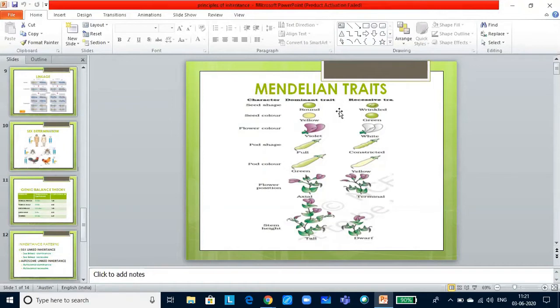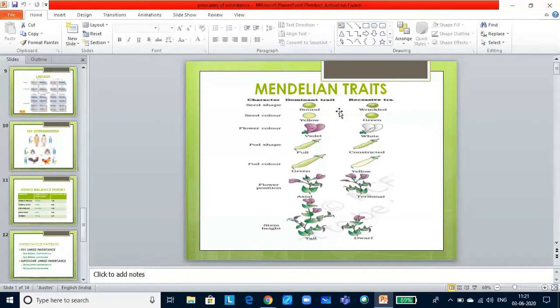The pea flowers were hermaphrodite, that is, they were bisexual. They were predominantly self-fertilizing, but it was also possible to cross-pollinate them very easily. And also because removal of anthers, that is emasculation, could be done very easily. And Mendel's success was mainly based on the fact that he considered a single character at one time.